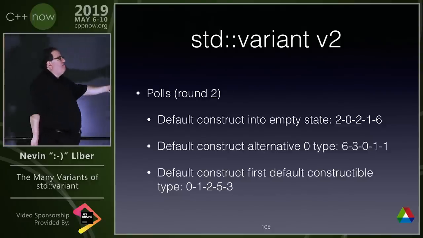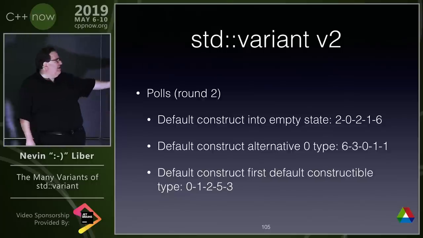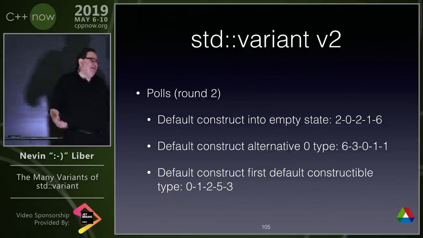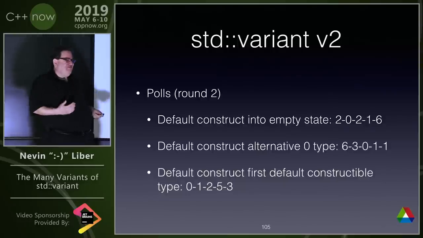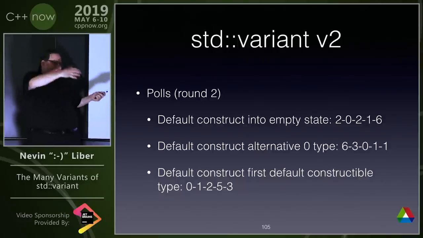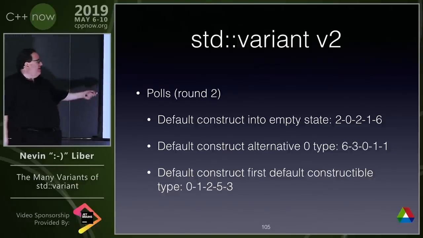So again, we came back: should we default construct to the empty state? And now we're saying, no, we shouldn't. So should we default construct to the first type? Yeah, that's something we can teach, right? One of the problems with the boost one is that it's fairly complicated. Like, if this magic type's in here, we'll use that first. Let's just use the first type. If it's not there, you're out. You can't default construct. You're out of luck.